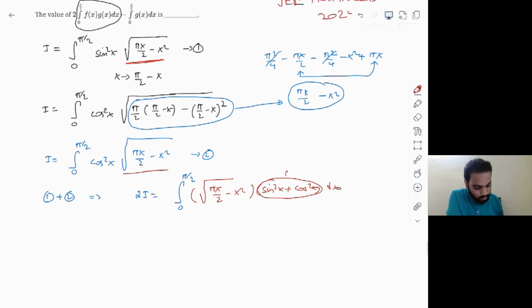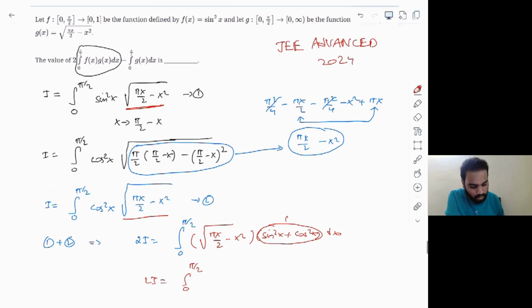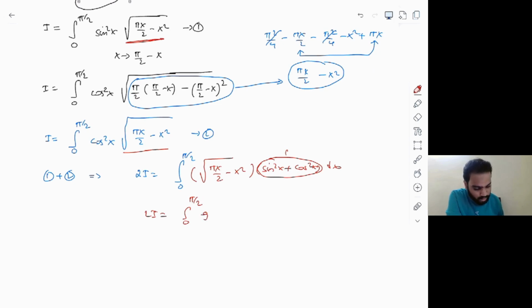So what's the remaining part now? 2 into I is equals to integral 0 to pi by 2. But what is actually square root of pi x by 2 minus x square? Nothing but g of x. So 2 into I is equals to integral g of x dx.